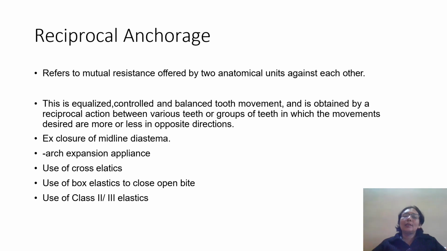Now coming on to the next, that is reciprocal anchorage. It is a mutual resistance offered by two anatomical units against each other. This is an equalized, controlled and balanced tooth movement obtained by reciprocal actions between various teeth or groups of teeth, like closure of midline diastema, arch expansion appliances, use of cross elastics, use of box elastics, and use of class 2 or class 3 elastics.